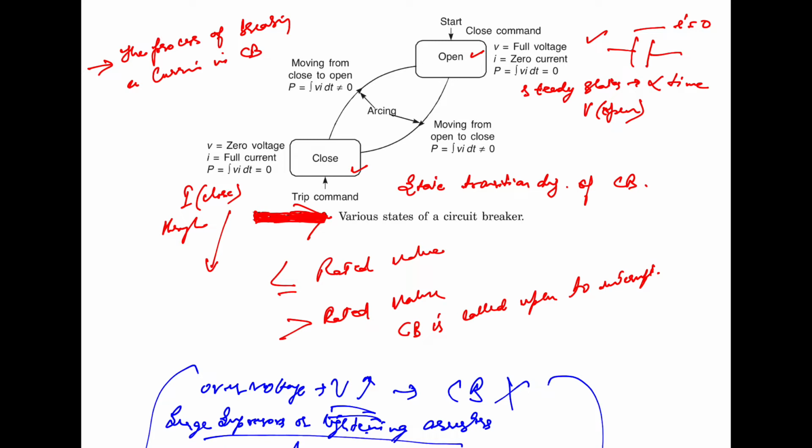On the other hand, the situation is exactly opposite in the closed state. When the circuit breaker is closed, the voltage is 0 and the current is the full current. So the current in the closed state can have values from no load to short circuit current level, while the voltage across the contacts is 0.